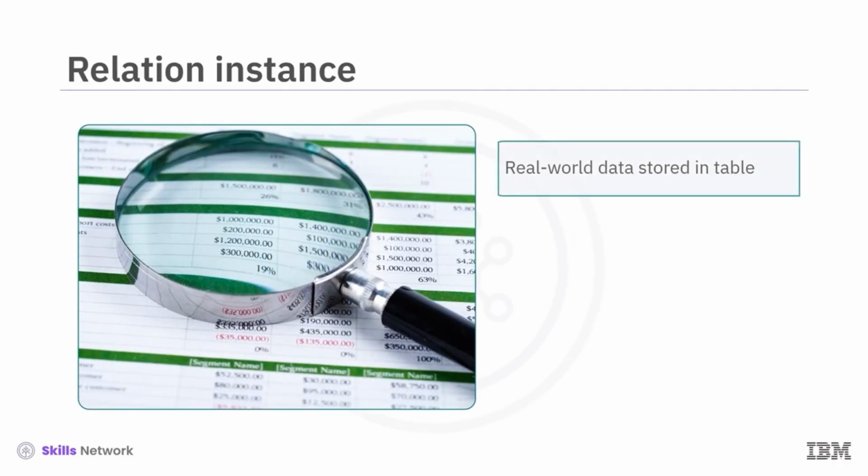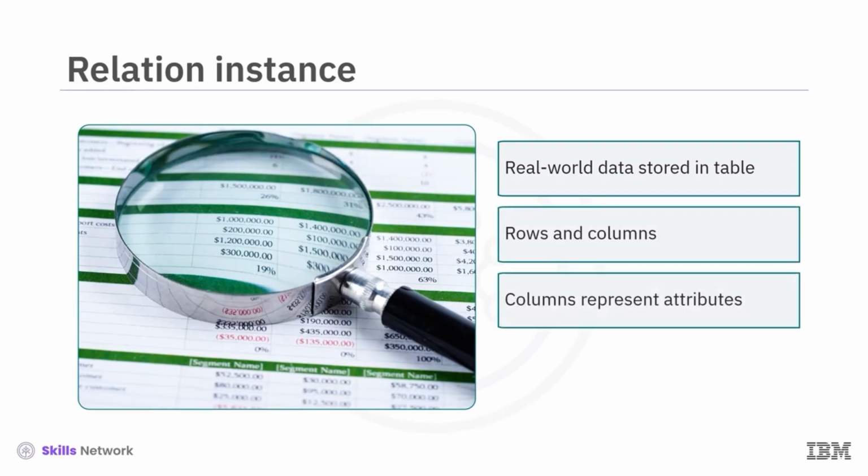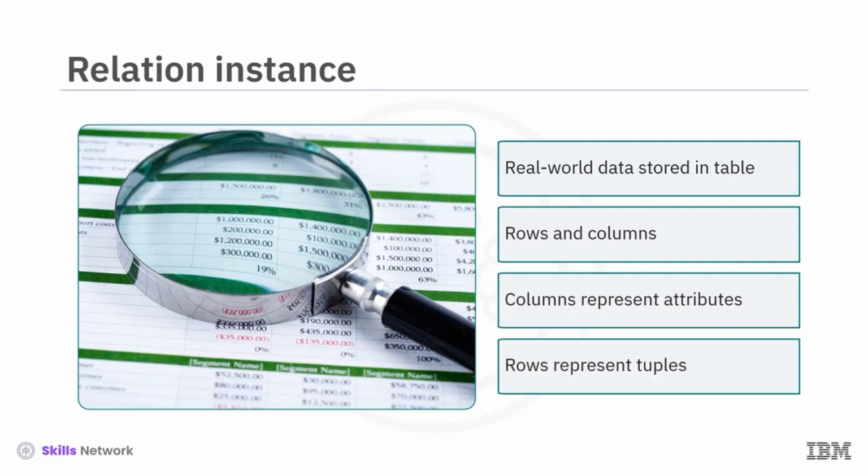The relation instance embodies the real-world data stored in the table. A relation instance consists of rows and columns. The columns in the instance correspond to attributes, and the rows represent tuples, which are individual records.